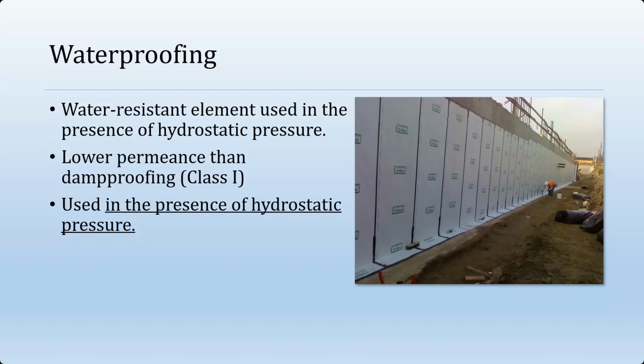Waterproofing, converse to damp proofing, is a water resistant element used in the presence of hydrostatic pressure. These typically will have a markedly lower water vapor permeance. These are pretty much uniformly going to be in a class 1 status, with some exceptions among the cold fluid applied waterproofing products out there. But again, these are used in the presence of hydrostatic pressure.